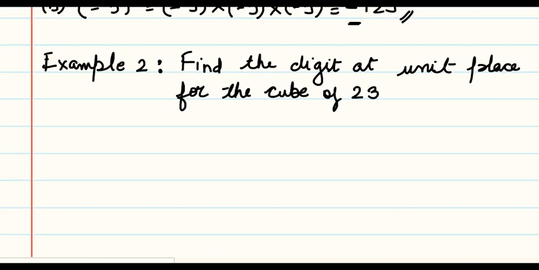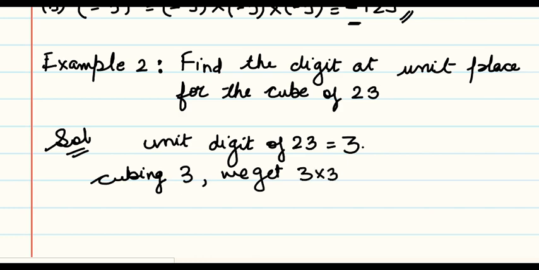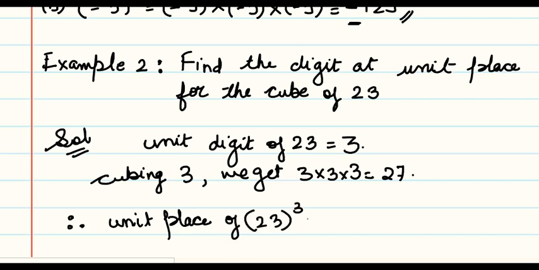Now we'll come to example number 2. We have to find the digit at the unit place for the cube of the number 23. Now the solution for it: as we know, the unit digit of 23 is how much? Equal to 3. Now we will be cubing. What are we going to do? We are going to cube it. Cubing what? 3. What will we be getting? 3 into 3 into 3. And the result comes out to be how much? 27. Therefore, what I can say is the digit at the unit place of 23 cube will be equal to 7.